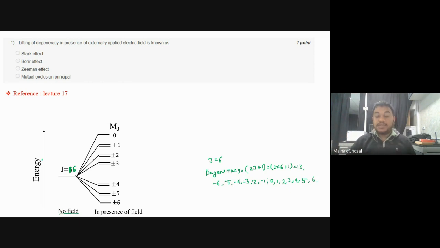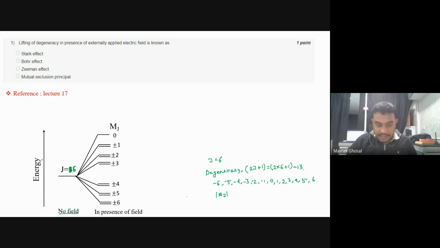But when this degeneracy is broken, the important thing that comes to mind is what should be the value of mod mJ. This was also discussed. That means mod mJ for minus 6 and for plus 6 will be 6. For minus 5 or plus 5, this will be 5. So these two states, minus 6 and plus 6, minus 5 and plus 5, minus 4 and plus 4, would be of equal energy.